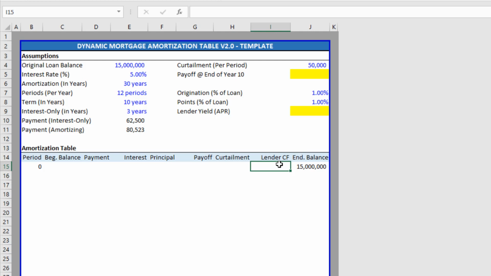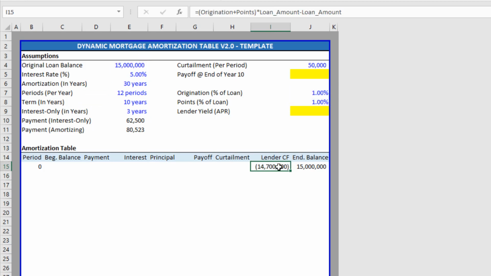So in this case, the one negative value will be what? Time 0 when the lender issues or lends out the loan balance minus any origination and points, such that the lender cash flow here is equal to what? The origination percentage plus points multiplied by the loan amount minus the loan amount.